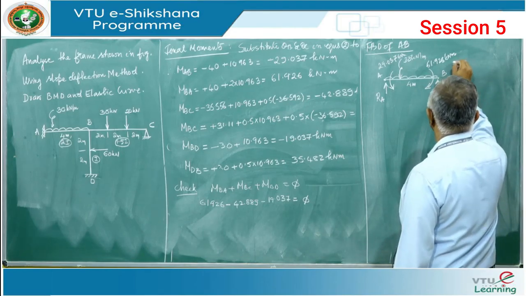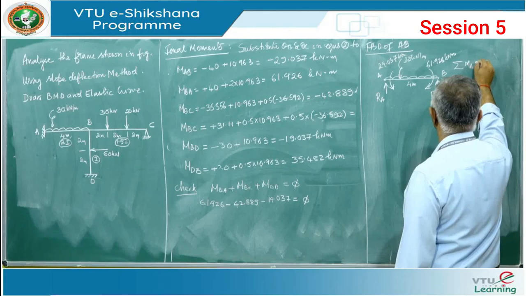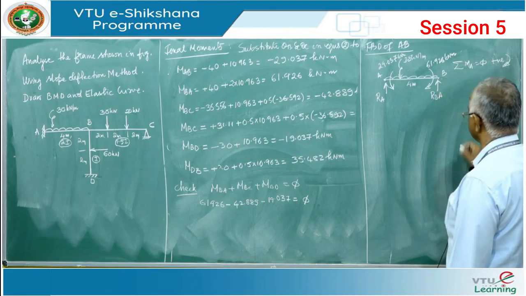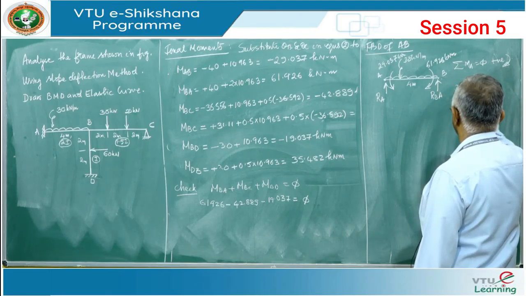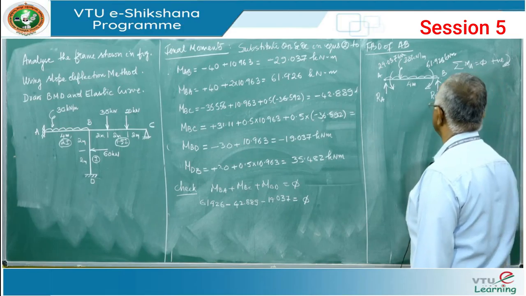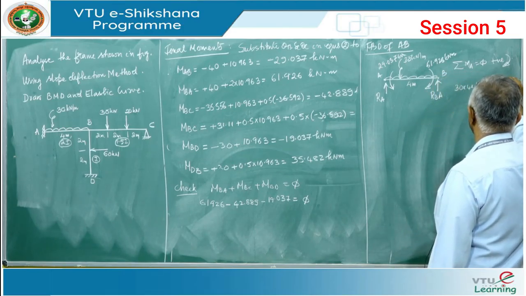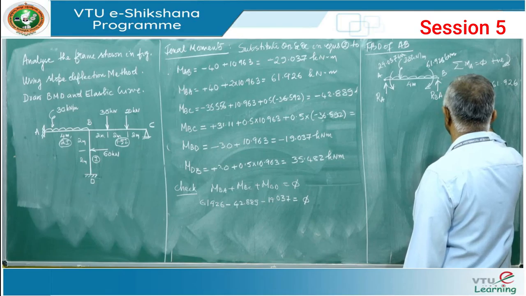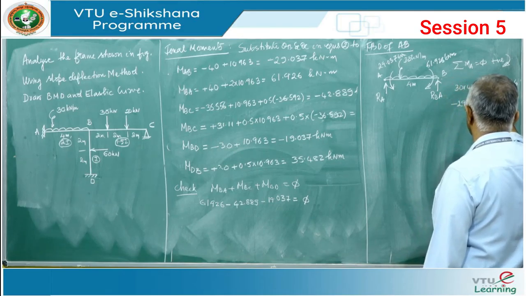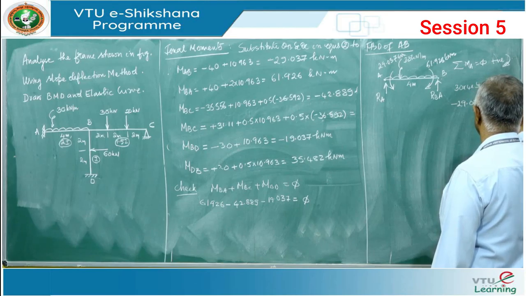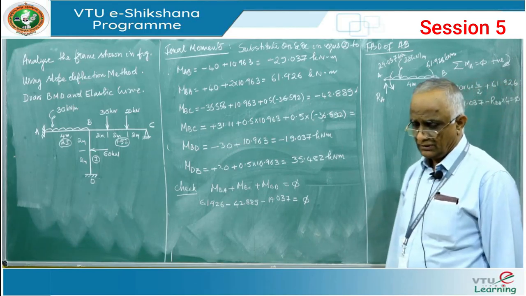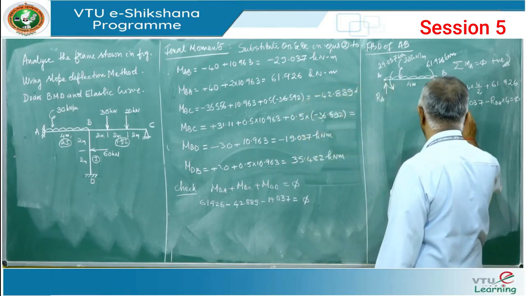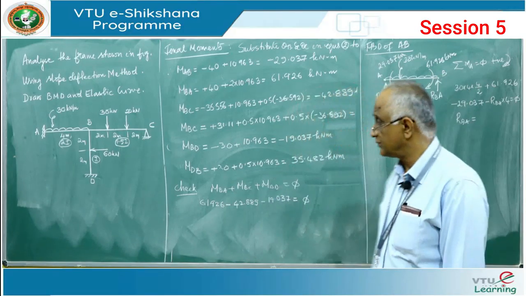Use the same principles of your basic equilibrium equations. Sigma of MA equal to 0. Treat positive for clockwise moments. If we take moment about A now, 30 into 4 into 4 by 2 due to UDL plus 61.926, the moment at B, -29.037 and -RBA into 4 is equal to 0. If we do this calculation, the reaction comes out to be RBA is 68.22.